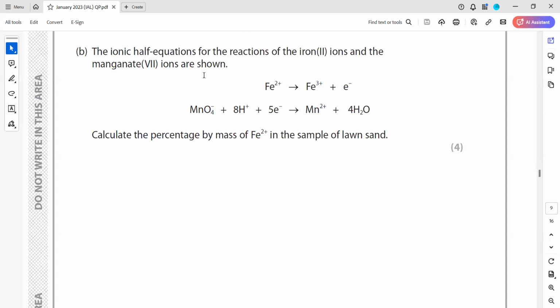Ionic half equation: calculate the percentage by mass of iron 2 in the sample of lawn sand. So first, we should know the complete equation for a reaction between them, the mole ratio. This will multiply by 5 because the number of electrons should be the same. So it means the ratio for Mn plus 7 to iron plus 2 is 1:5.